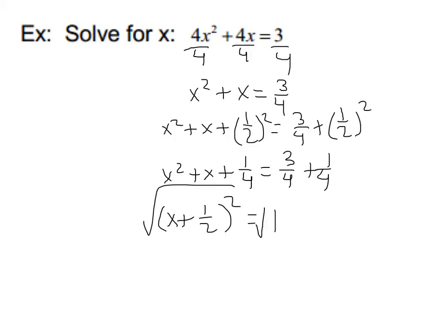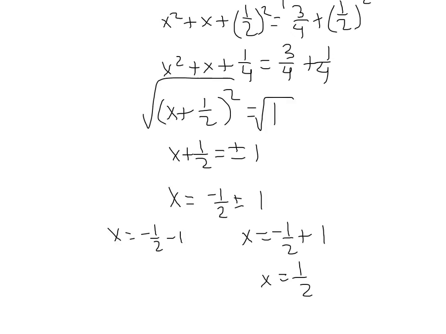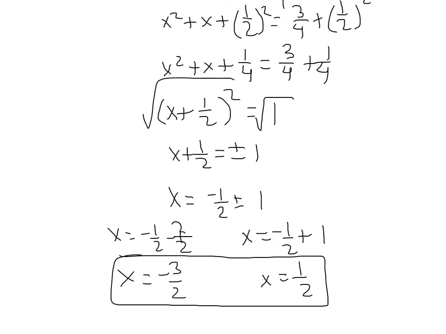Square root both sides. So you have x plus 1/2 equals plus or minus 1. Okay. Subtract the 1/2. So you get negative 1/2 plus or minus 1, which is negative 1/2 minus 1, negative 1/2 plus 1. This one is 1/2. This one, change it to negative 2 over 2, you get negative 3 over 2. So there's our answers. Okay.